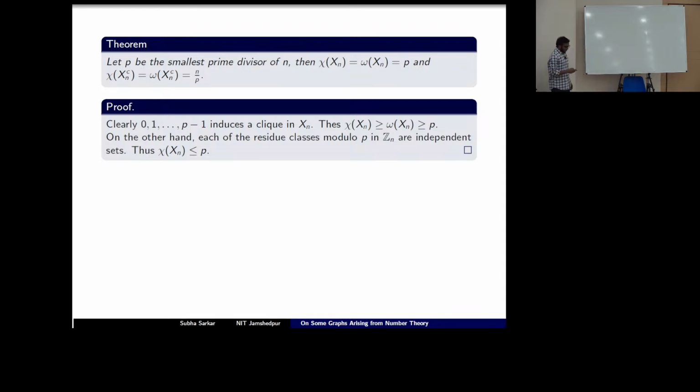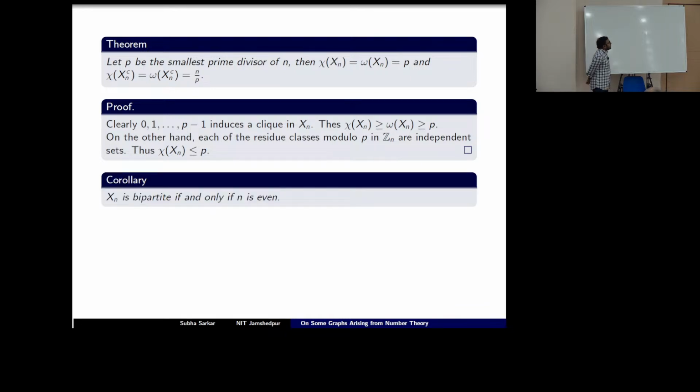the other one. So this gives an important corollary which says that if our n is even, then the chromatic number is equal to 2, because p is equal to 2 there. And we have seen that the chromatic number is equal to 2 if and only if our graph is bipartite. So therefore, the unitary Cayley graph is bipartite if and only if n is even.